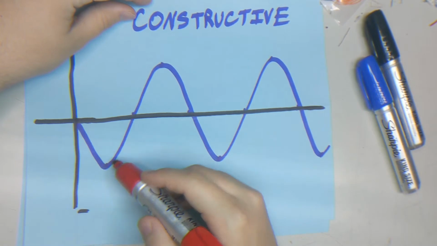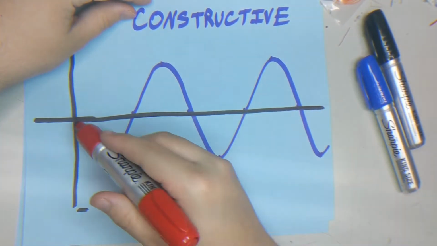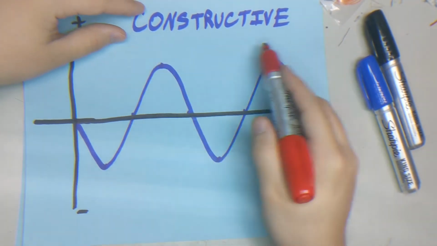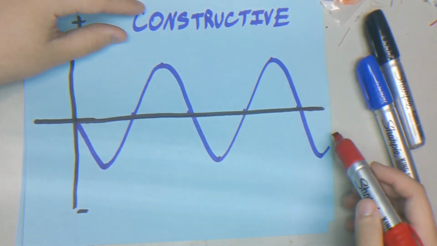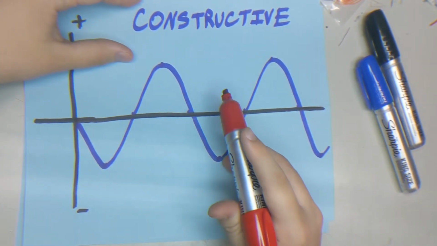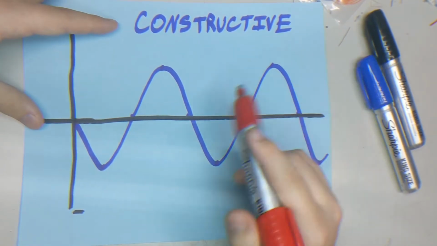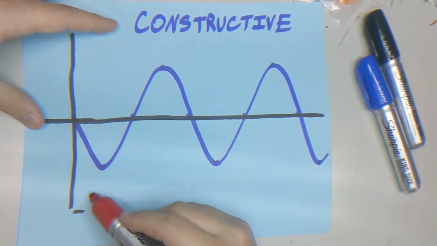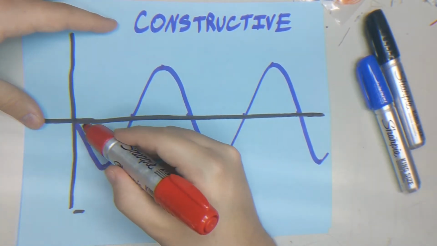If this is the sine wave for just one of the speakers, constructive interference says that when you play the exact same wave, the result that you're going to hear is going to have an amplitude 2 times greater than what it originally was. So they'll add together in that fashion.